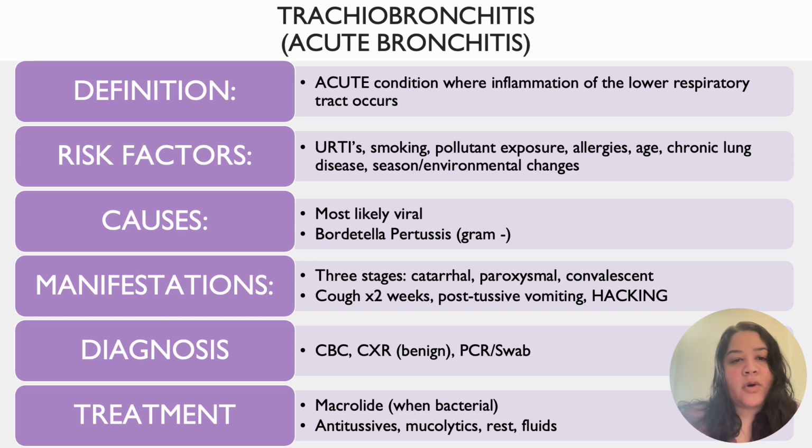However, the important thing to know about tracheobronchitis is the treatment. So when bacterial, we can choose a macrolide, but we also want to be supportive in nature, right? So antitussives, mucolytics, rest, and fluids. This is an acute infection that is spread via droplets. So we want to make sure that we protect everybody around the infected individual. And we often see it in those who are less than 6 months of age. So again, a lot of the treatment that we're going to be providing is therapeutic in nature, making sure that they don't dehydrate, making sure that they're drinking lots of fluids. Ready?